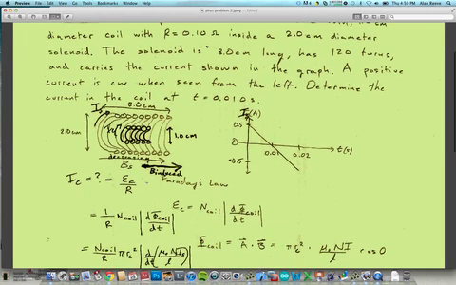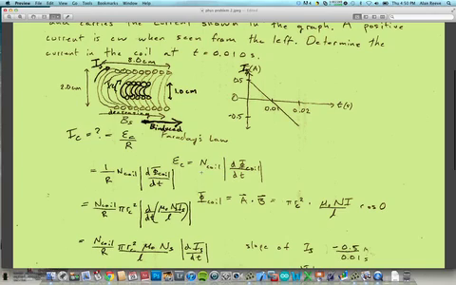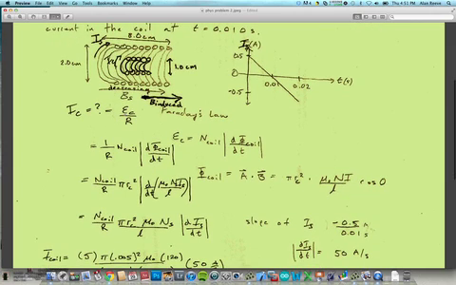Okay, so using Faraday's law, we know that the current in a coil is the induced EMF divided by the resistance. This is Ohm's law, but we use Faraday's law to find the induced EMF. And that's what this is right here. So yeah, we use Faraday's law to get the induced EMF. Plug that into this equation.